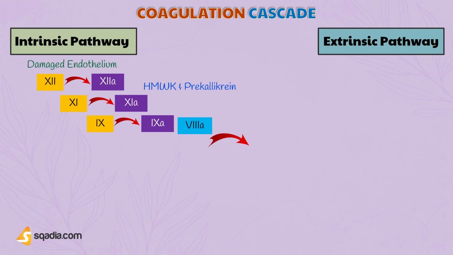Formation of the factor 9a, factor 8a complex. Activated factor 9, or 9a, forms a complex with its cofactor, factor 8, which is activated to its active form known as activated factor 8, or 8a. This complex, called the factor 9a, factor 8a complex, is crucial for the subsequent activation of factor 10.